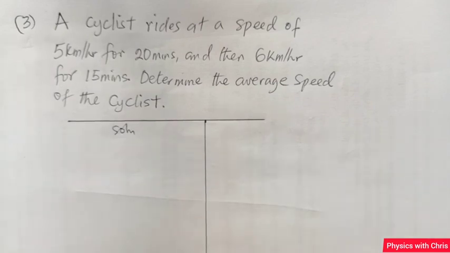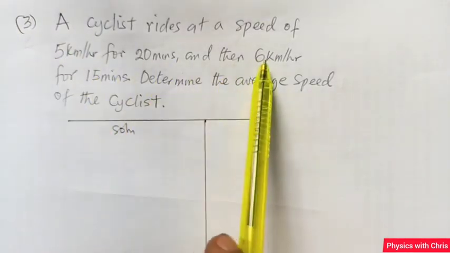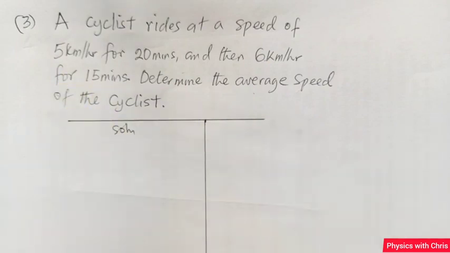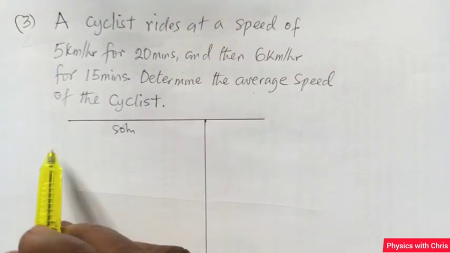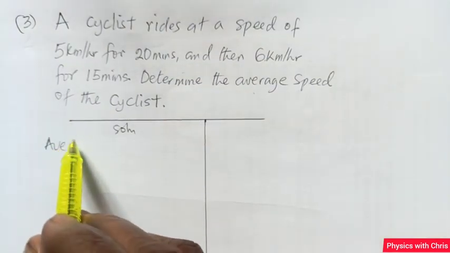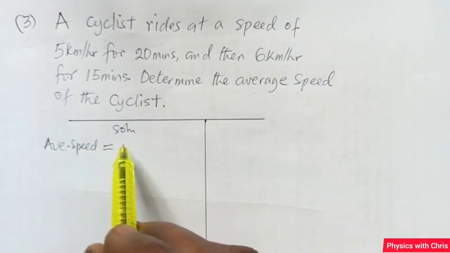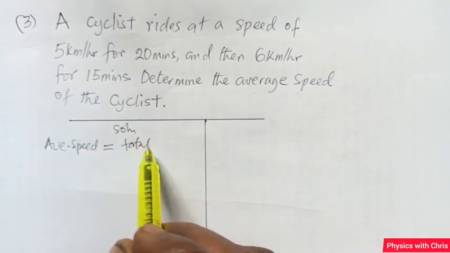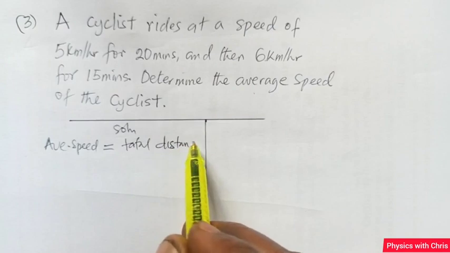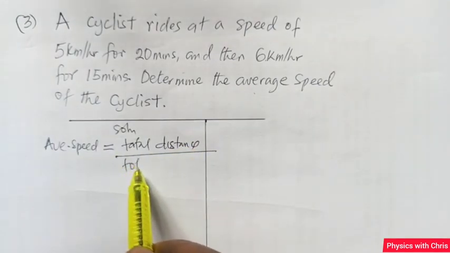So this question can be very tricky if you are not careful. The question says calculate the average speed. You may want to quickly add 5 to 6 because there are two speeds given and divide by 2. If you go that way, you'll be getting the wrong answer. So what do you do now? Remember the definition of average speed. Average speed is given as total distance covered over total time taken.